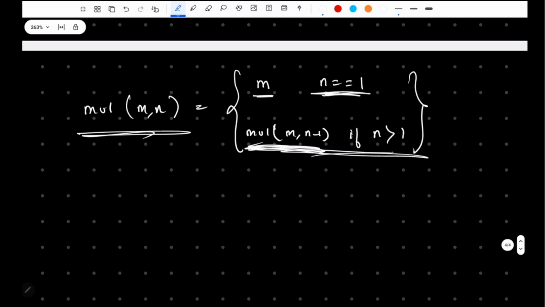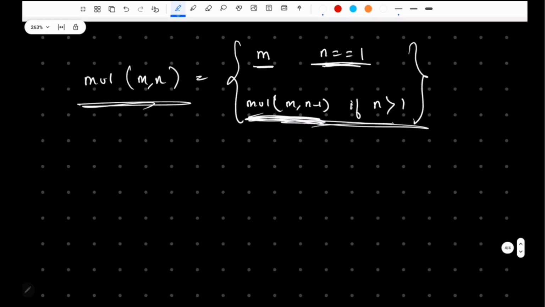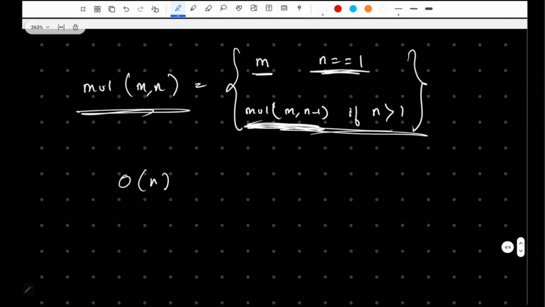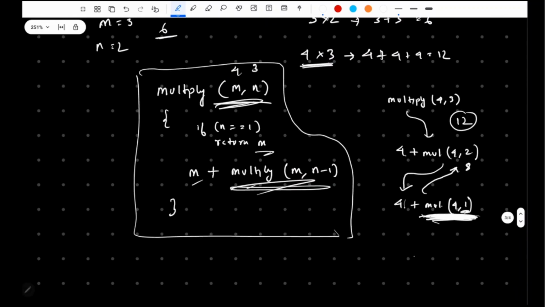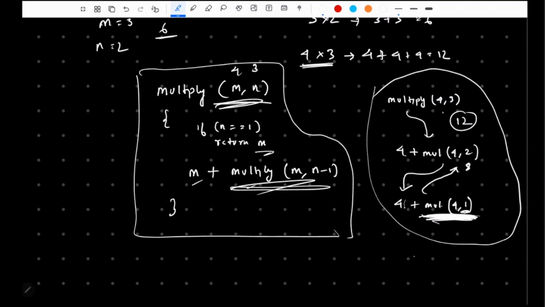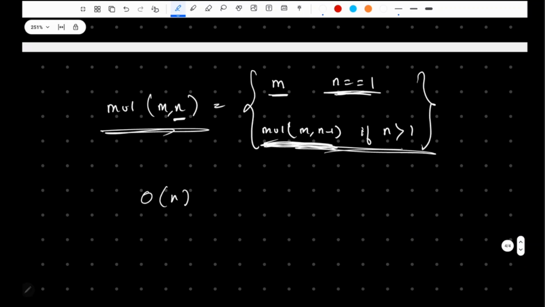What will be the time complexity of this? The time complexity will be O of n, because you can see we are multiplying it 3 times: 1, 2 and 3. You can think of this as a loop also, because the value of n determines how many times these statements will run. If n is equal to 3, it will run 3 times. If n is equal to 2, it will run 2 times. So the time complexity will be big O of n.